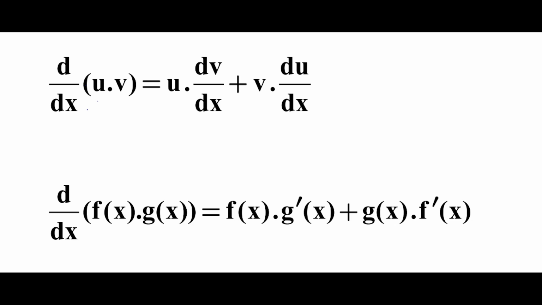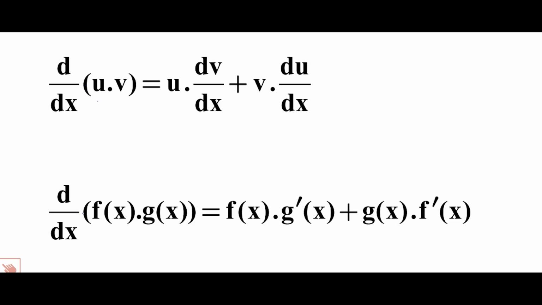If one factor is multiplied by another, what can we do? Look at this formula: the derivative of u times v. u is the first function and v is the second function. So we have the first function as is times the derivative of the second function, plus the second function as is times the derivative of the first.